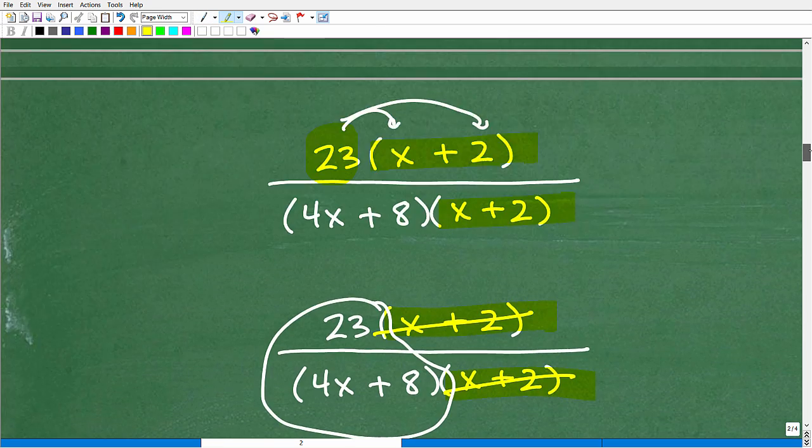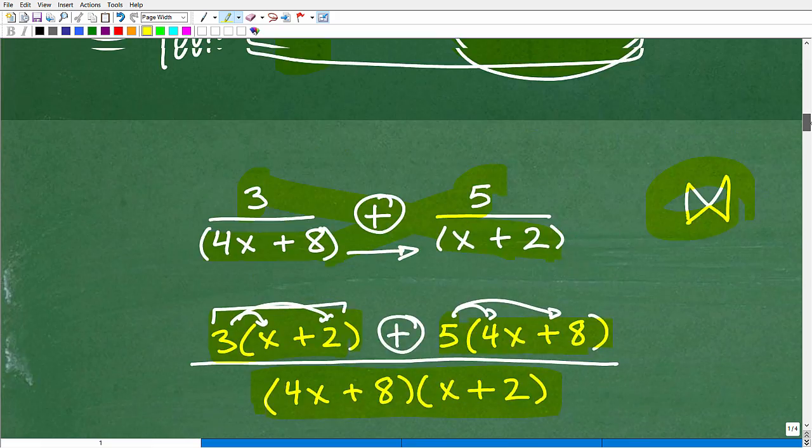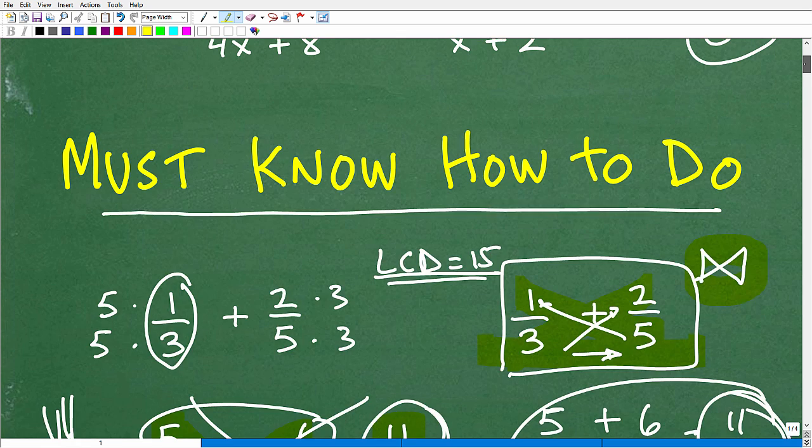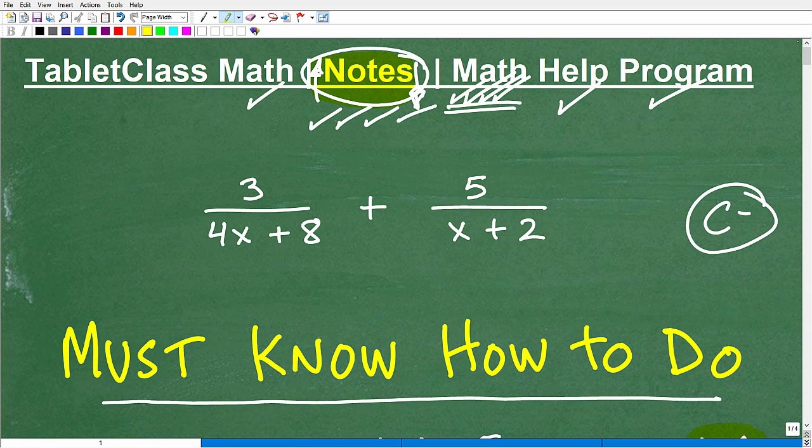But in algebra, you're going to be dealing with a lot of fractions, both numeric and rational expressions. Okay, you need to know this stuff. It comes up a lot. So anytime I say, hey, you must know how to do this stuff, believe me, I tell you, you really do. But again, you can learn it.